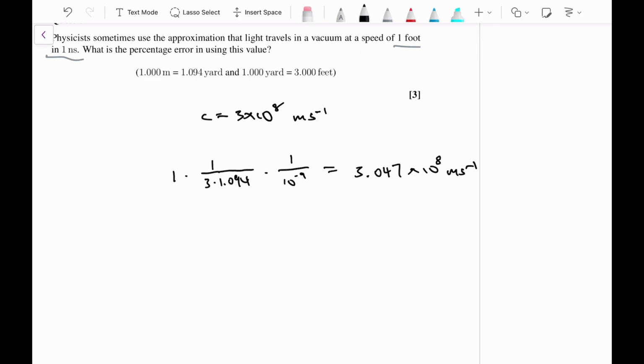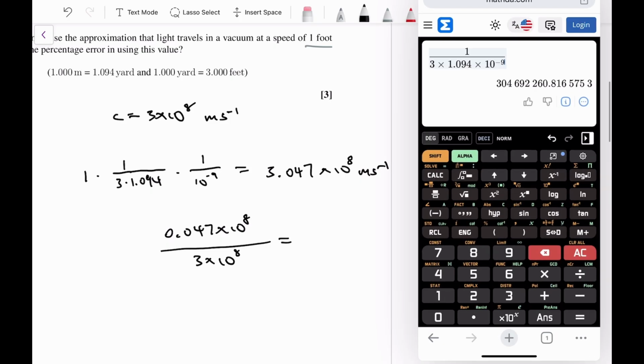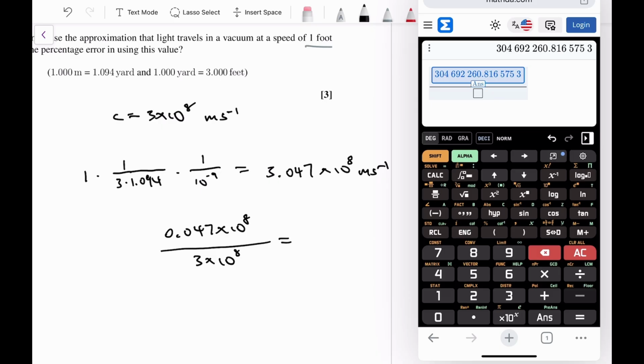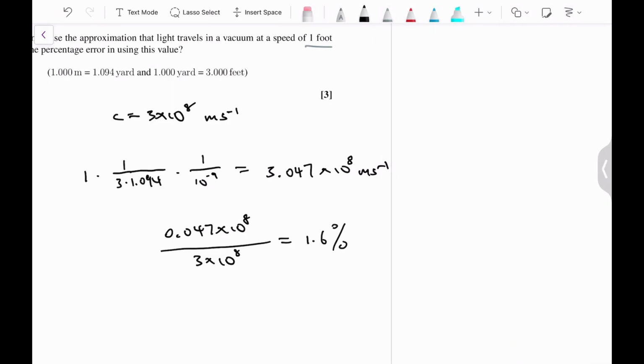So the percentage error will be the difference between these two. You can just say that's 0.047 times 10 to the 8 over the initial value, or the correct one, that is just 3 times 10 to the 8, and that is around 1.6 percent. Okay, and that will be the answer to the first question. Now let's see the second question.